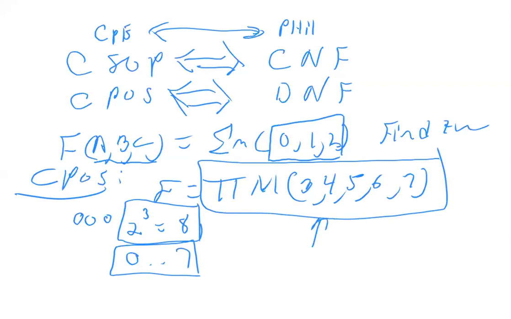And how would we write out f prime in canonical sum of products form? It'd be 3, 4, 5, 6, 7 again. Exactly, same thing. Any questions about that?